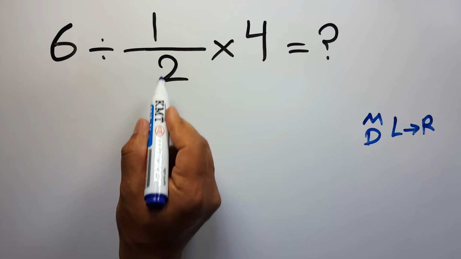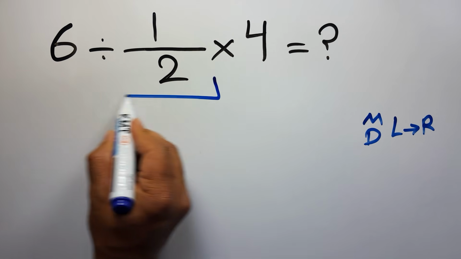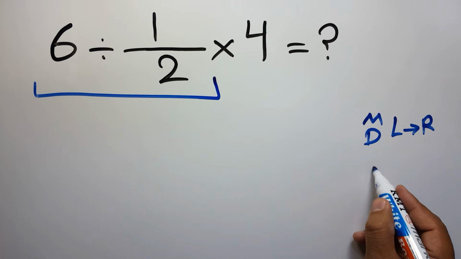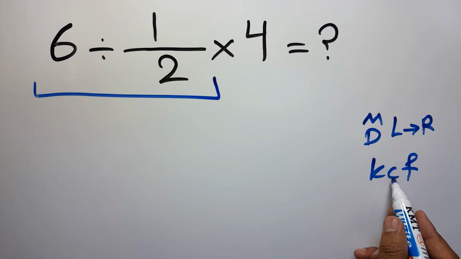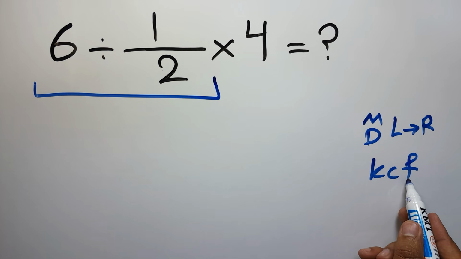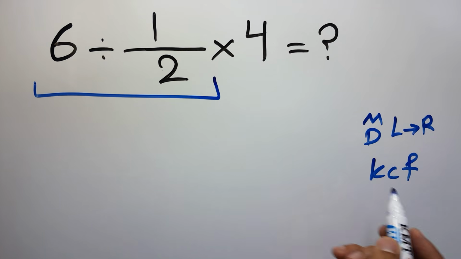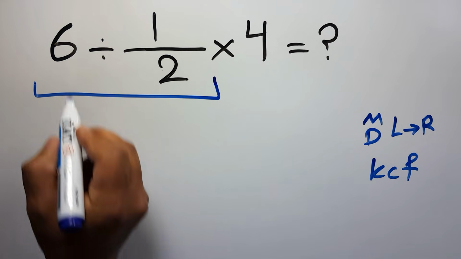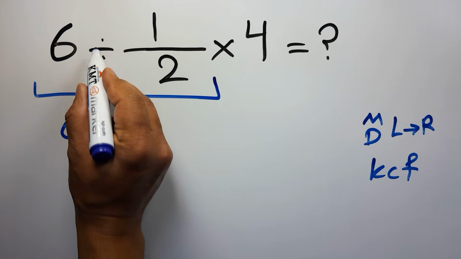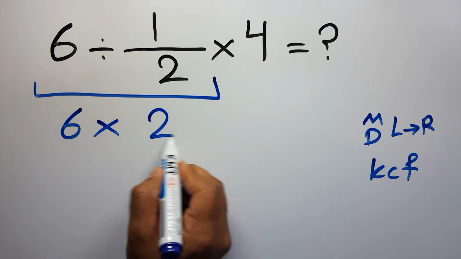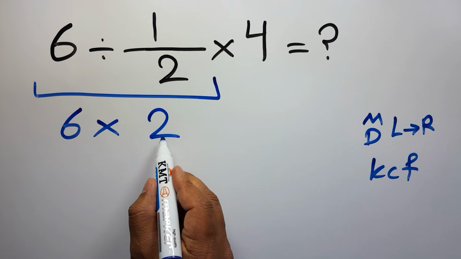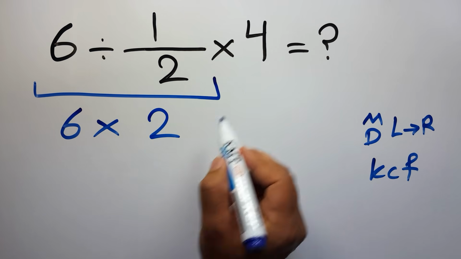6 divided by 1 over 2. According to the KCF rule, K stands for keep, C stands for change, and F stands for flip. We can write: keep the first fraction, change division to multiplication, and flip the second fraction. So 6 times 2, then times 4.